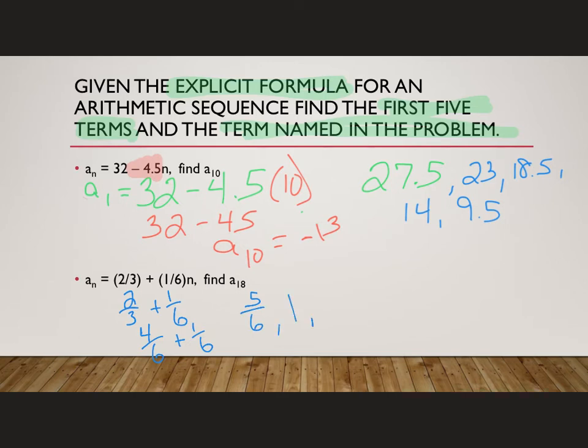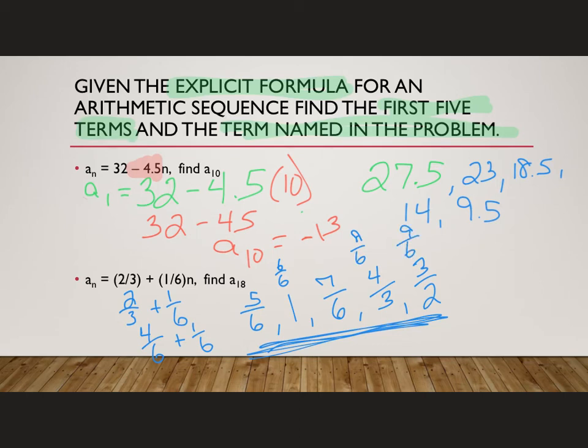Then I'll have 1. Well, I guess I shouldn't write it that way. I should write it as an improper fraction. So then I'll have 7/6. Then I will have 4/3. Then I will have 3/2. Once again, because you have to do each of these in the simplest form. So this was 6/6, 7/6, 8/6, 9/6. We just have to reduce them.